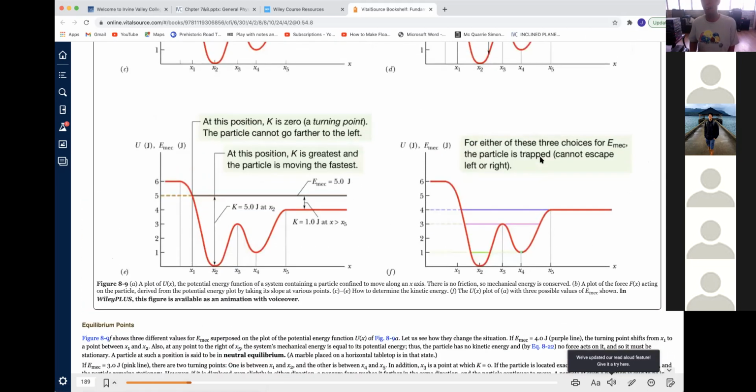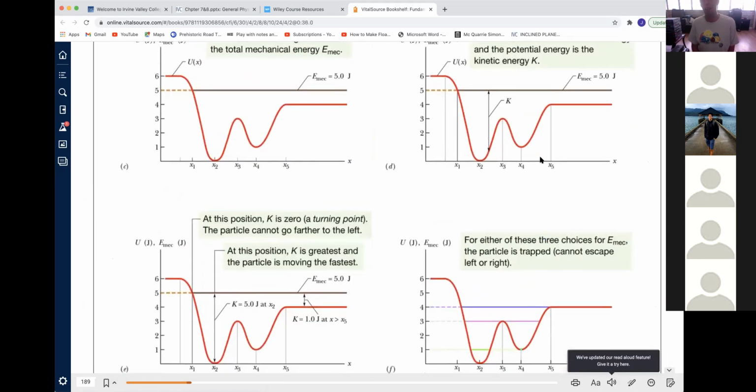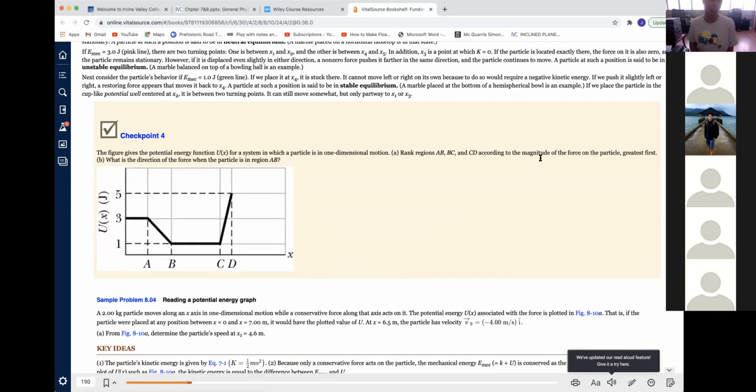We're not really going to go over it because honestly, reading a potential energy curve is something that once you have to do it, you'll figure it out really fast. But I want you to do it. I want you to read it.